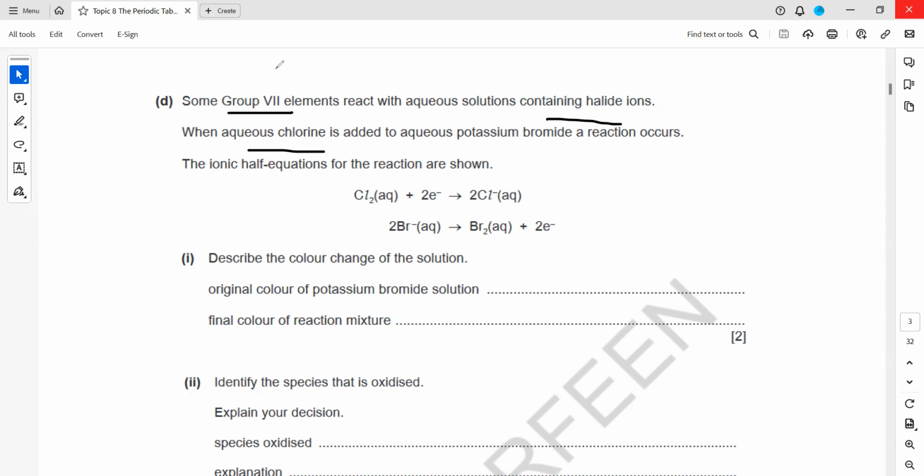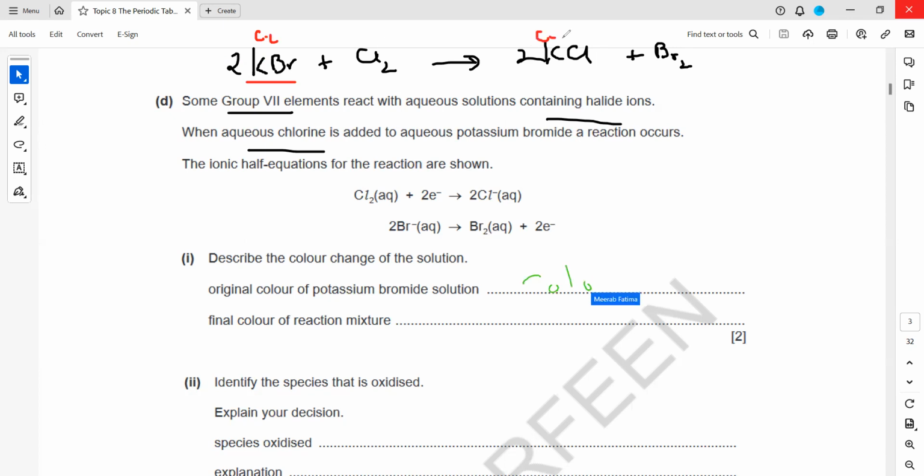Describe the color change. So what actually happened? We have potassium bromide, KBr, and we add chlorine. As a result, it will produce potassium chloride plus bromine. So what is the color? The solution is colorless, it does not have any color. This will also be colorless. But what about the final mixture? Potassium chloride is colorless, but bromine is colored.